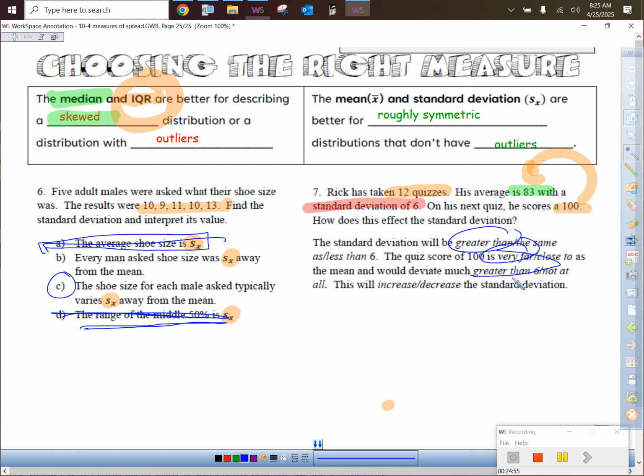This will increase. So even if he scored below it, you can fire up to homework, that's fine. Even if he scored below it by a lot, it's still going to increase your deviation. The only way it's going to decrease the deviation is if you score really close to your average. Like if you got an 84. Isn't he only 1 off from his average in that case, right? So the closer you get to the average, then that's going to make your standard deviation get smaller in that case. Cool.